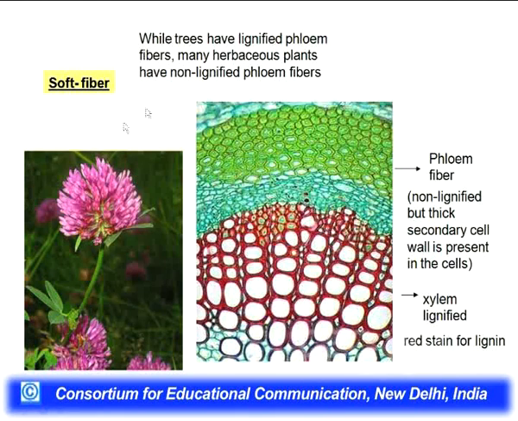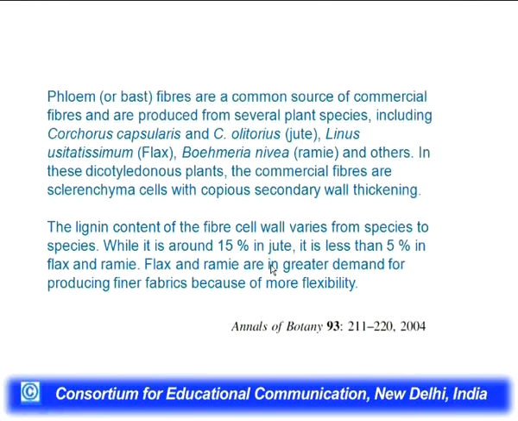If you see a cross section of a soft tissue like this, and stain for lignin, what you will find is these are the xylems, these are the cambiums, and then you have phloem fibers. The phloem fibers are also thick, but they are not lignified, whereas xylem fibers are thick and lignified. And not only that, the xylem fibers are very compactly arranged one after another. So, this gives you a very strong wood structure.